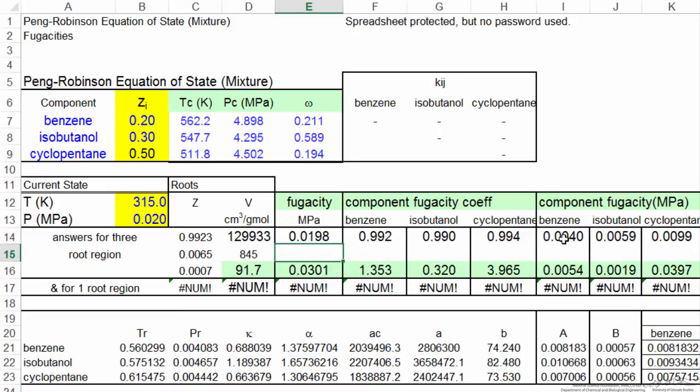And here are the fugacities for this three-component mixture at this lower pressure. We can use this equation of state spreadsheet to determine vapor-liquid equilibrium by creating a page for liquid and another for vapor, and there's a subsequent screencast that describes how to do this.